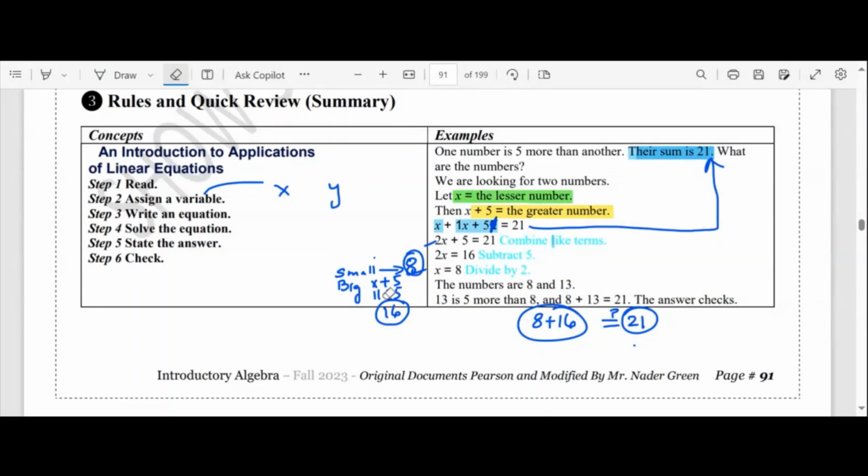The mistake here is not 11. What should the number here be? We made a mistake. It should be 8, because the number we said here is 8. 8 plus 5, how much? 13. That's why we do the check.